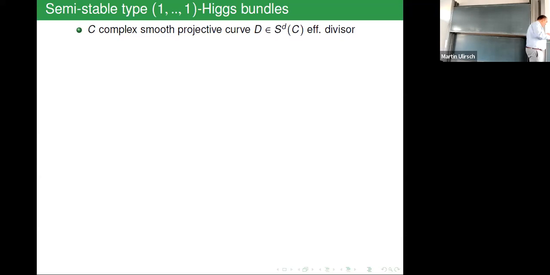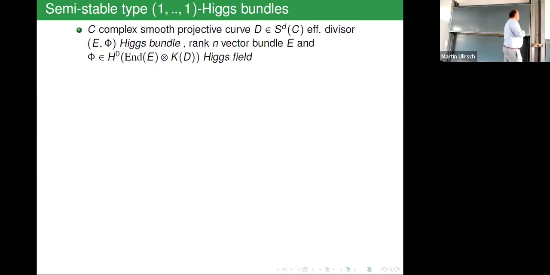Typically, I don't have it, but for this application, we will look at Higgs bundles, which are a rank n vector bundle together with an auxiliary so-called Higgs field, which is a section of the endomorphisms of the bundle with values usually in the canonical bundle, but now we will twist it by the divisor. So we should think of this Higgs field as a matrix with values in one point. So that's a Higgs bundle, and there is a very nice natural stability.